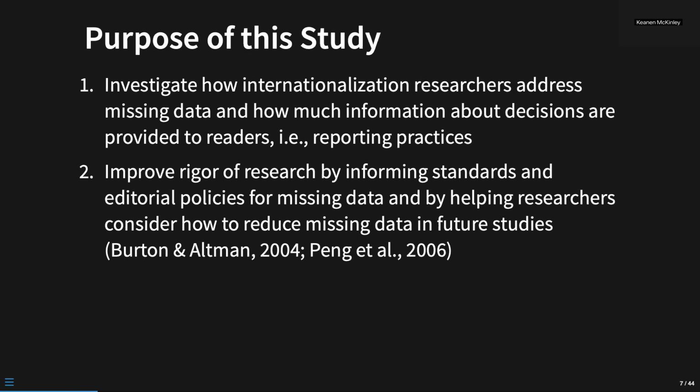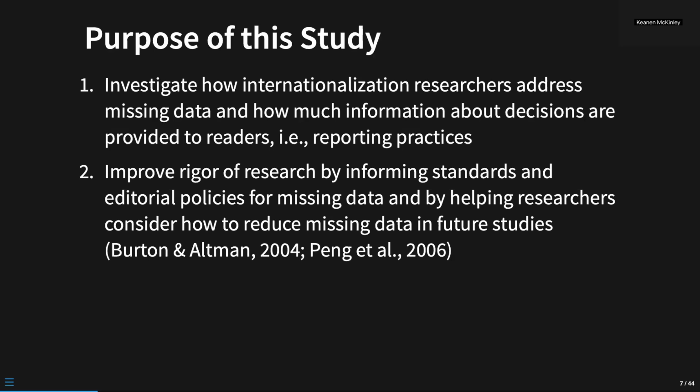The purpose of this study is really just documenting reporting practices. How do researchers acknowledge missing data in their articles, and how do they outline that? What are they doing to report missing data? Chris and I are also hoping to help improve the rigor of research within this area, by helping researchers understand missing data and outlining some steps that we can take.